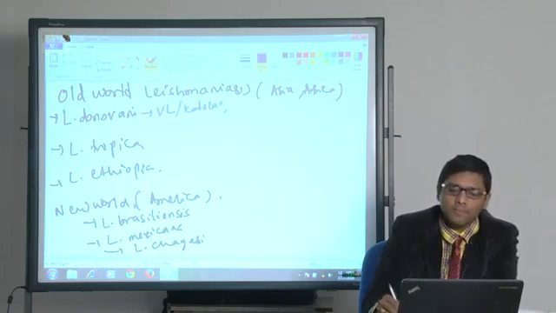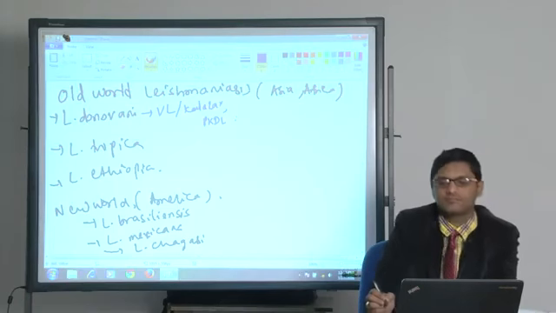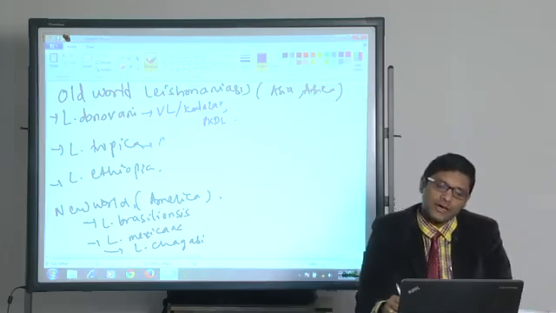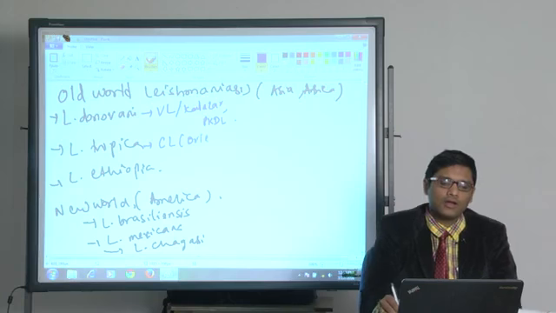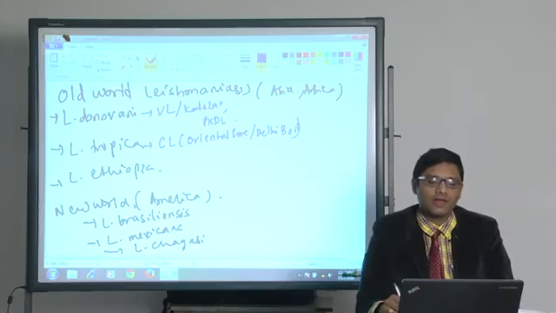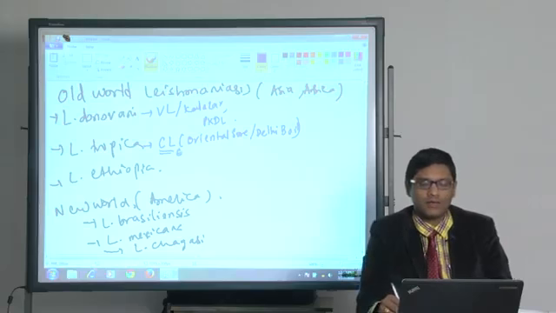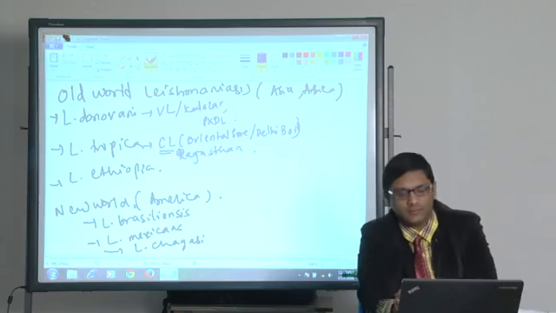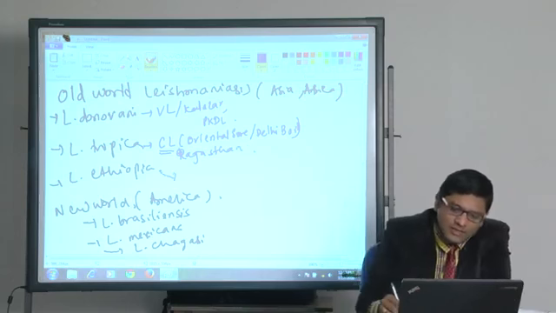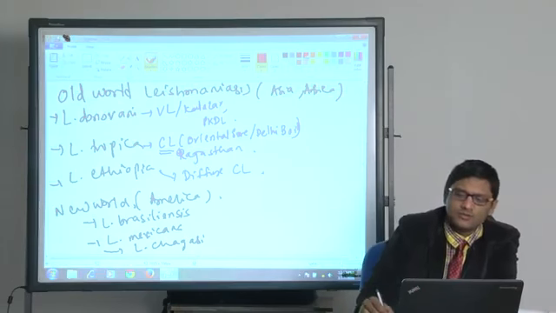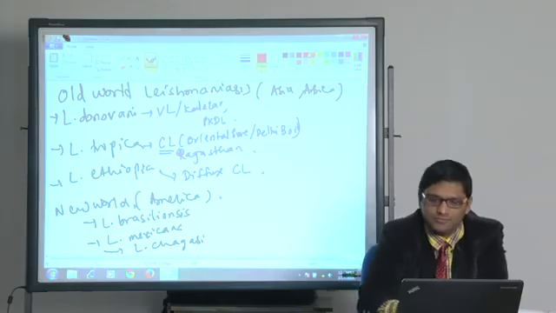It also causes PKDL. Tropica causes cutaneous leishmaniasis, which is called oriental sore or Delhi boil. It is endemic in Gujarat and Rajasthan. Aethiopica causes diffuse cutaneous leishmaniasis.